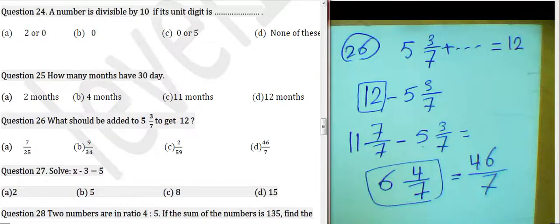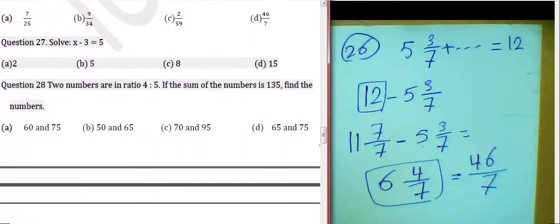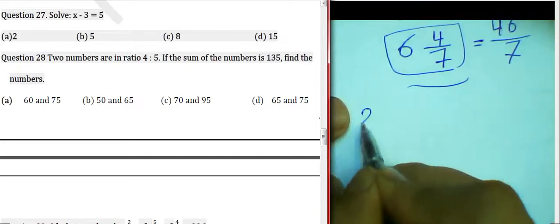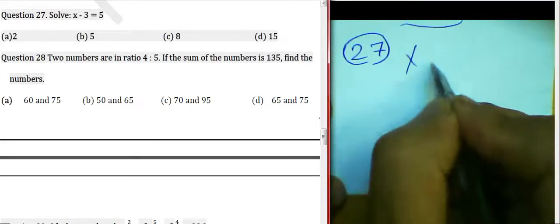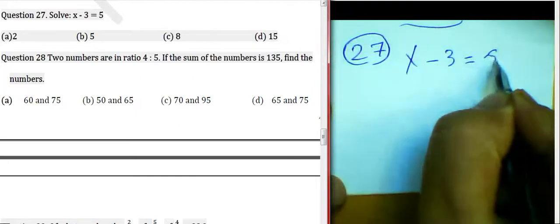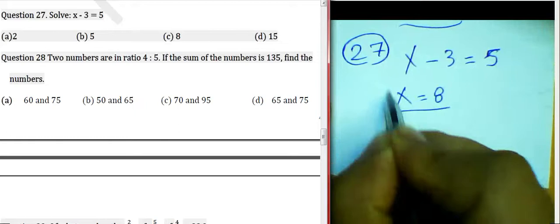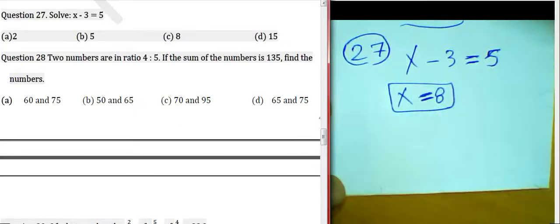Okay, what about question 27? Solve the equation x subtract 3 equals 5. Question 27. X subtract 3 equals 5. Then x will be 8. X equals 8. Letter C, because 8 subtract 3 equals 5.